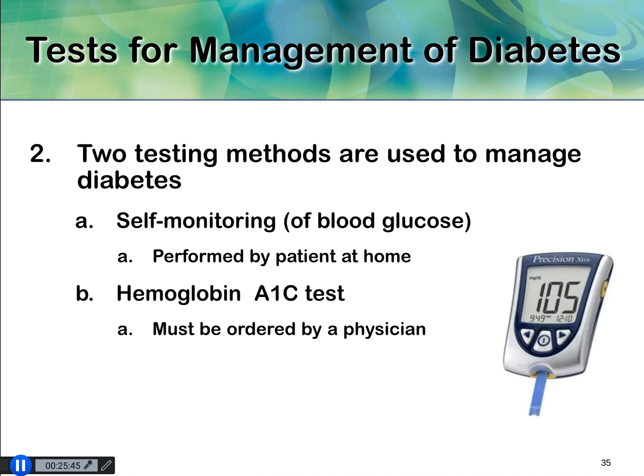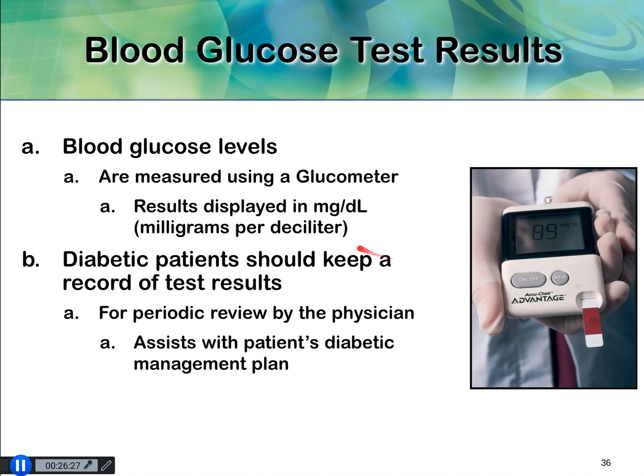So tests for managing diabetes. 2 methods are usually used. The patient can self-monitor with a home blood glucose monitor, and that's usually called a glucometer. And then also they can get routine hemoglobin A1C tests checked. That normally is run in a lab. We do actually have a little point of care unit that measures that in our lab that you'll get to use next semester as a level 2 with just using the capillary stick on the finger, and it can give you the A1C results, which can be very helpful too.